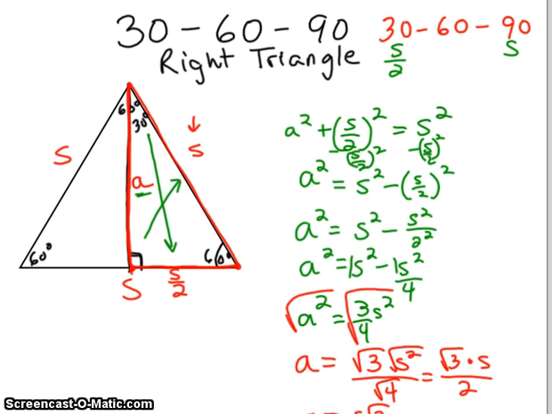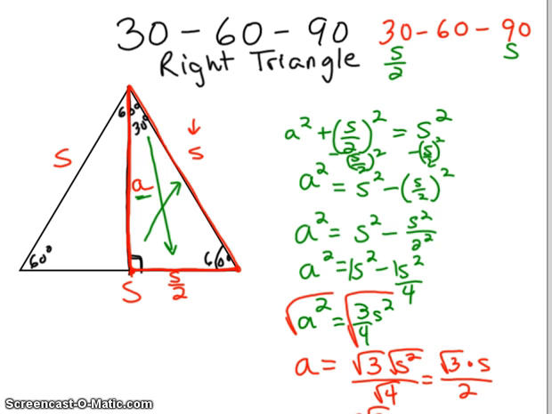Alright, let's go back up to our ratio. Now we know a equals s times the square root of 3 over 2. We have our three ratios.